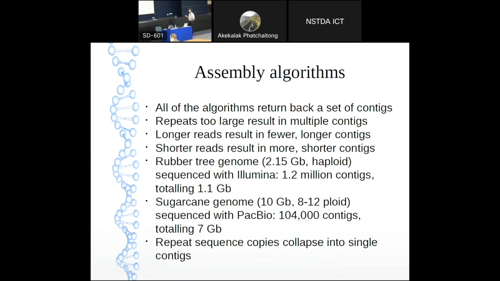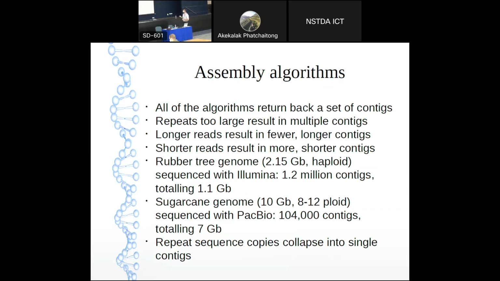It has a haploid size, so that's 1 copy of each chromosome, of 2.15 gig. And we sequenced this using only Illumina. And the result from that was 1.2 million contigs. And if you sum up the size of those contigs, it was 1.1 gig, which means that approximately 1 gig of sequence represents repeats that have been collapsed into a single contig.